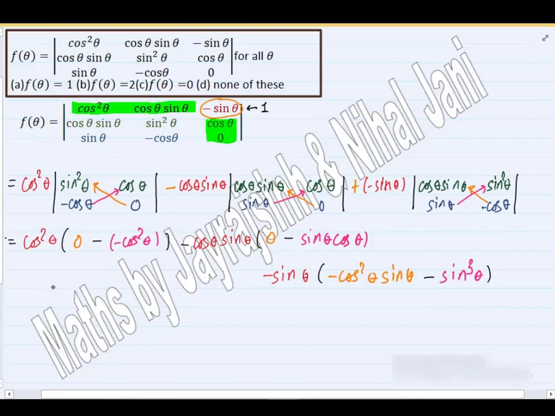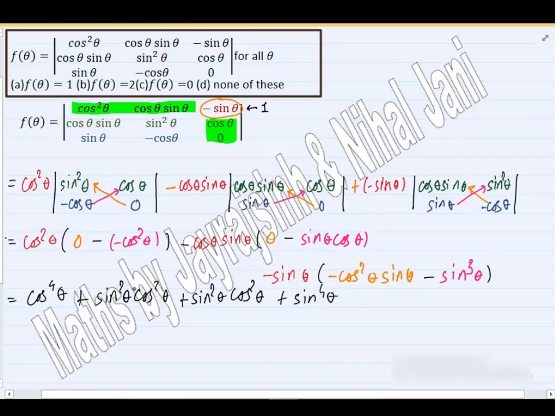Oh, a very big term has come, but don't lose courage. Continue to expand. Cos square theta times cos square theta will give us cos raised to 4 theta, then minus becomes plus cos square theta sin square theta, and then minus sin theta multiplied within the bracket will give us plus sin square theta cos square theta and plus sin raised to 4 theta, right?